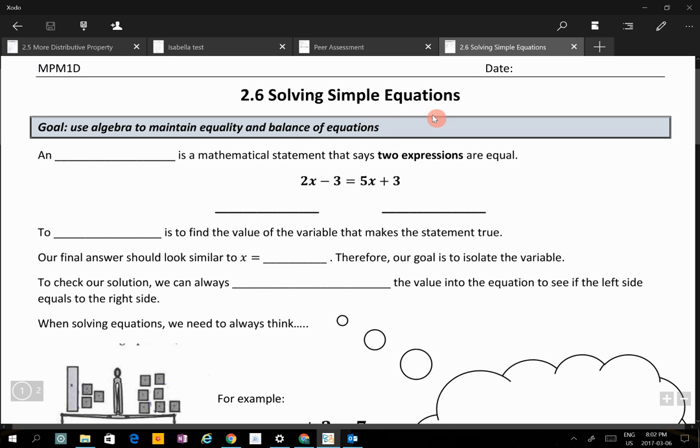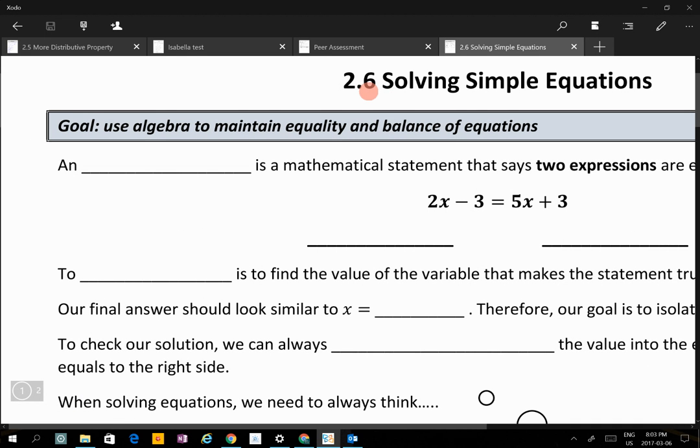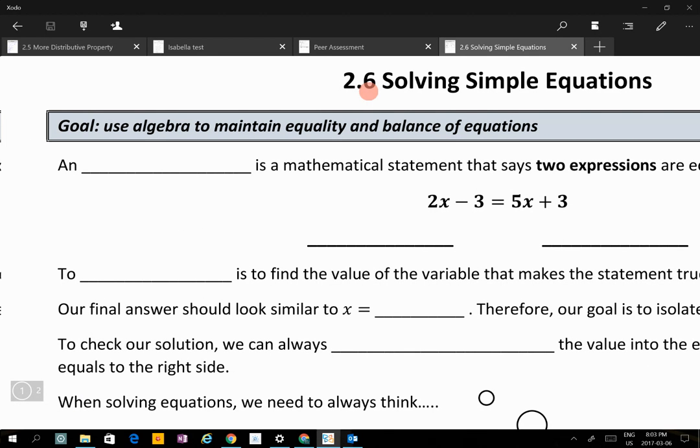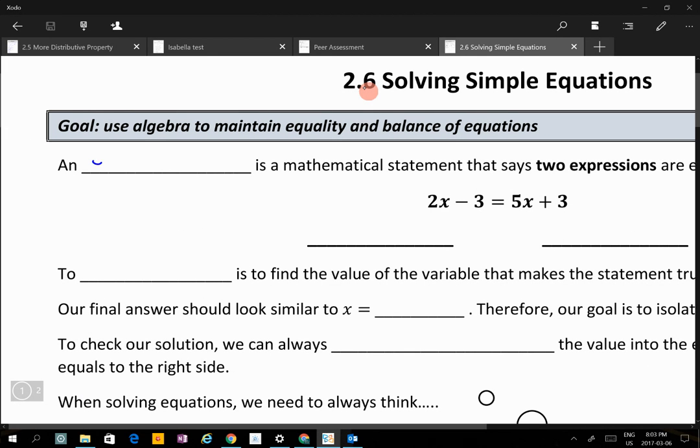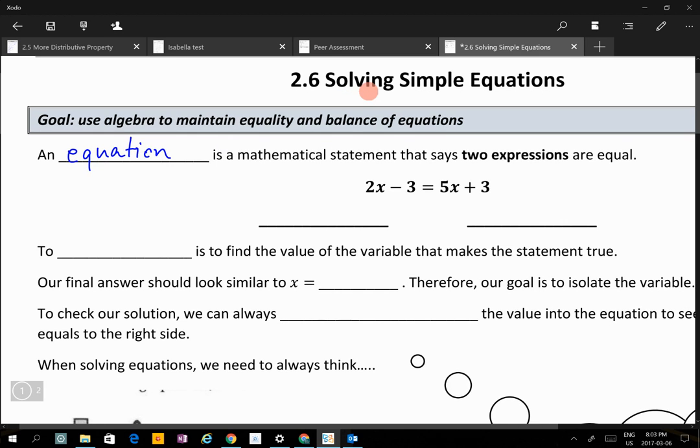Okay, 2.6, solving simple equations. So this is a brand new term we're going to talk about. You've seen it maybe in the past in elementary school, but we're talking about equations now. So an equation is a mathematical statement that says two expressions are equal.